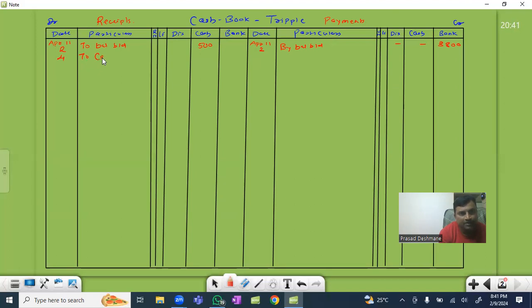To capital. Because in the cash book we always write the purpose. What is the purpose? Why the cash is coming in or why the cash is going out? So to capital, 4,000, 4,000 cash, 4,000 in the bank column.